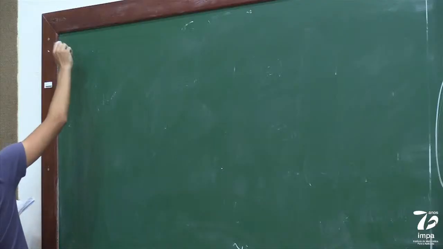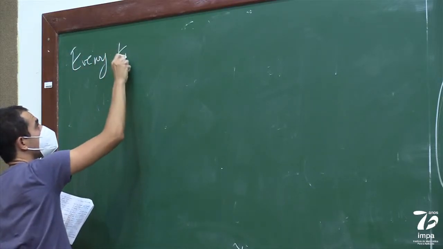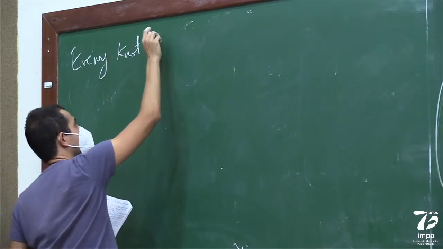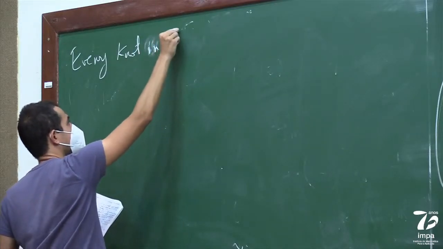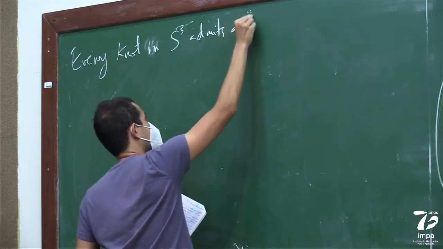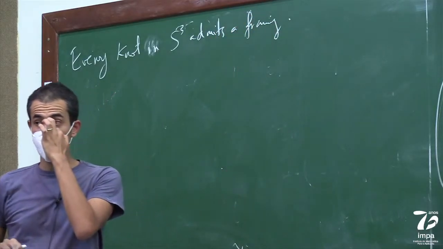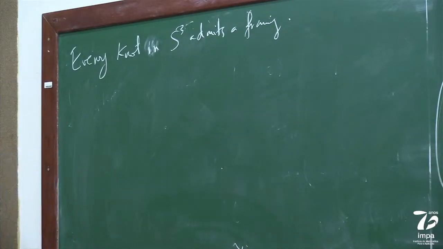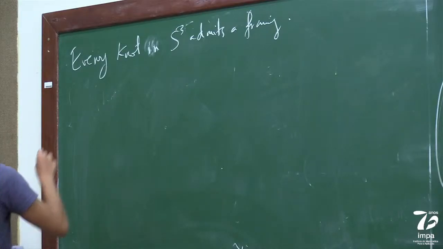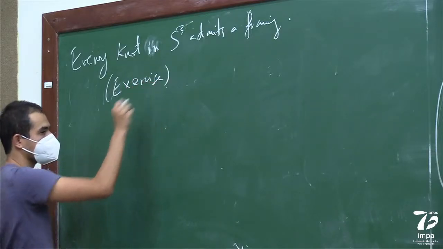So every knot in S3 admits a framing, because you can always find a non-vanishing vector field that's normal to the knot for every knot. So maybe I should say this is an exercise. I think it's a nice exercise.